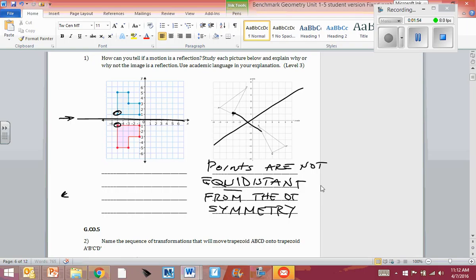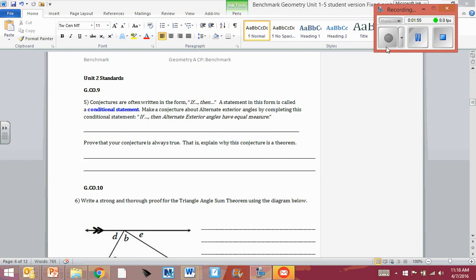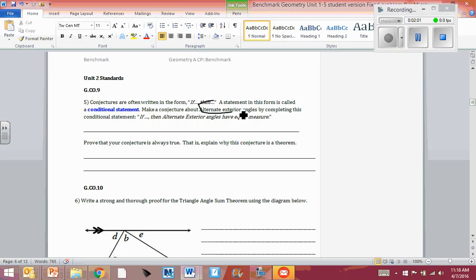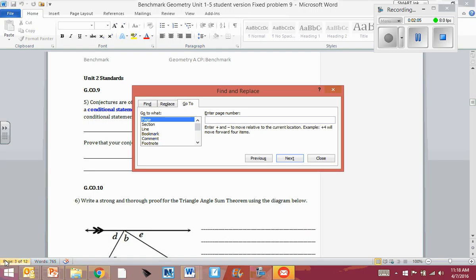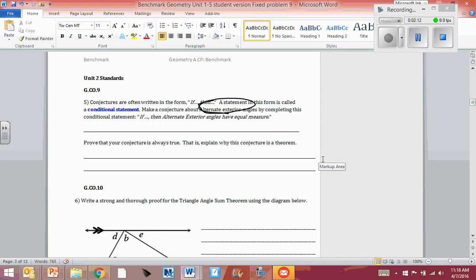All right, you made it to the end. Feel like you did. Make a conjecture about alternate interior angles. Note, they probably won't use alternate interior because they're using off bits. They'll probably say corresponding angles. No, it's going to be either corresponding or alternate interior. By completing this conditional statement, if, then alternate interior angles have equal measures.